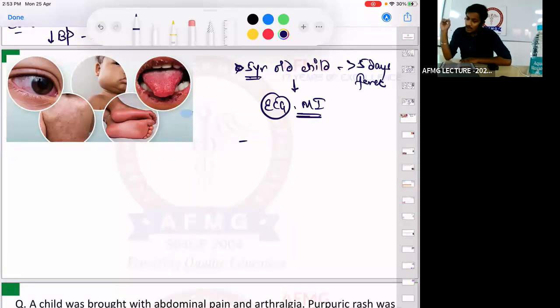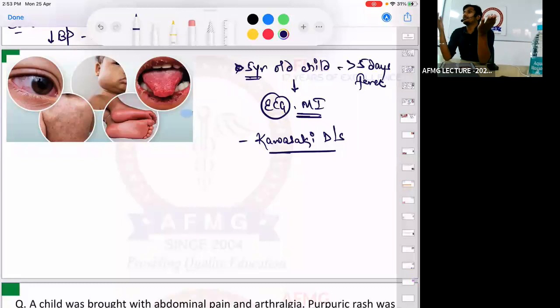Please remember, on ECG, if I see MI changes in a very young child around 3 to 5 years old, the most likely diagnosis would be Kawasaki disease. As we know, Kawasaki disease is the most common type of vasculitis in small children, in Asian children. Which vessels does it involve? Large, medium, or small? Medium vessels. It involves mainly the medium-sized vessels.